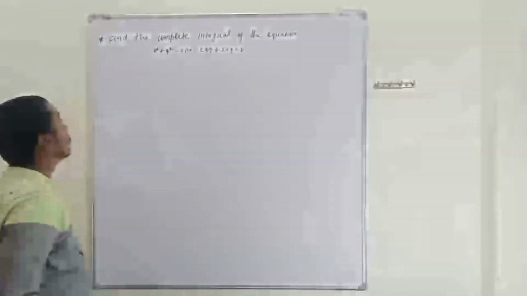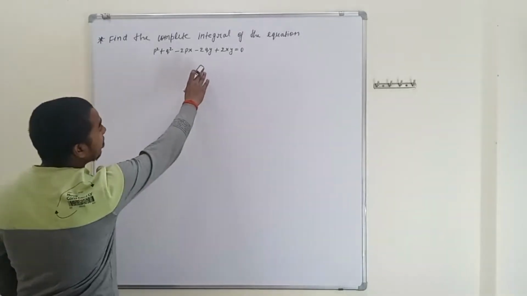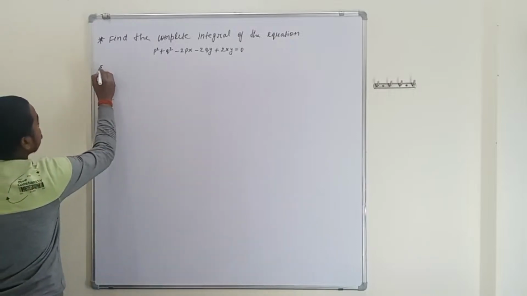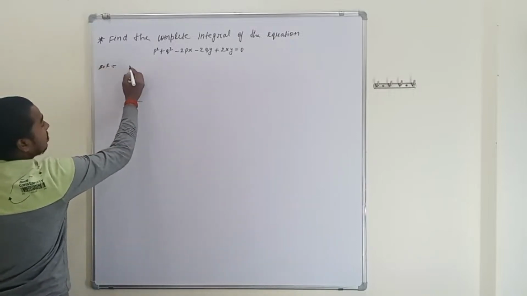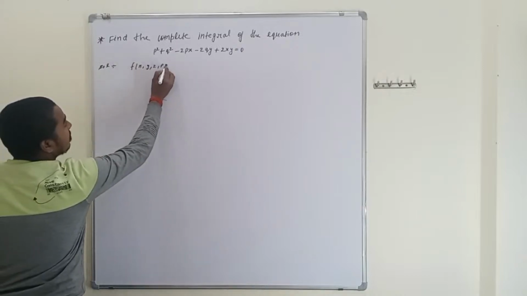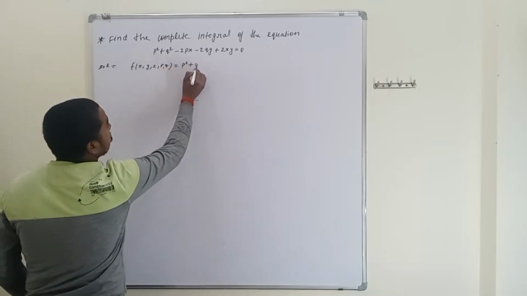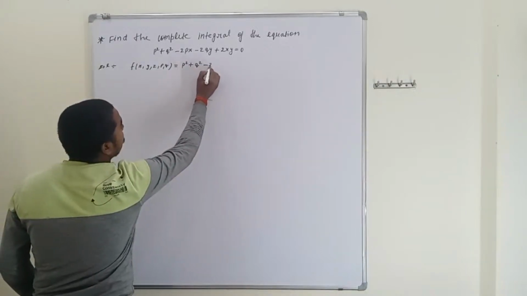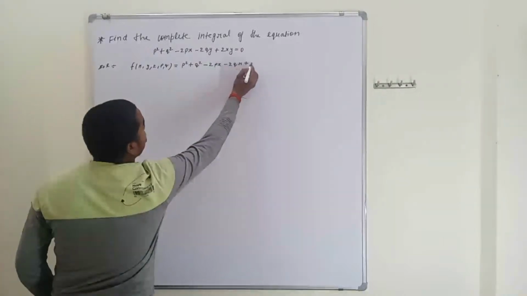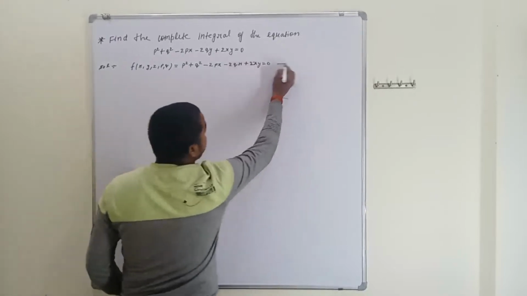Here in the question, find the complete integral of the equation p square plus q square minus 2px minus 2qy plus 2xy is equal to 0. Let's solve the problem. Given equation is f of x, y, z, p, q is equal to p square plus q square minus 2px minus 2qy plus 2xy is equal to 0. Let this be equation 1.